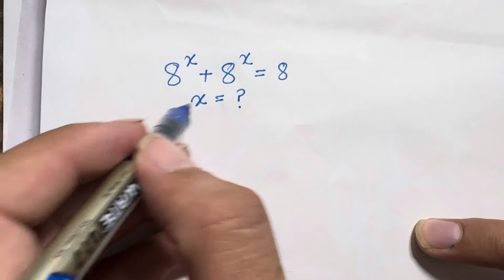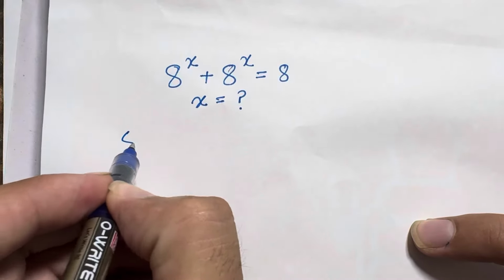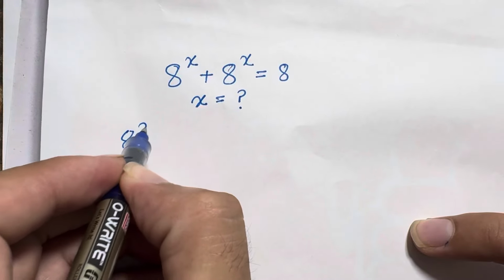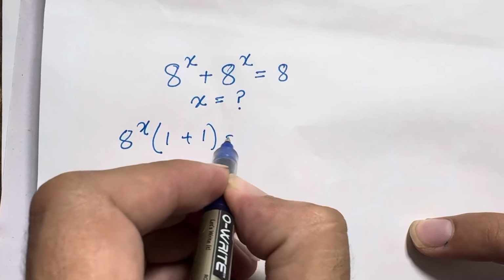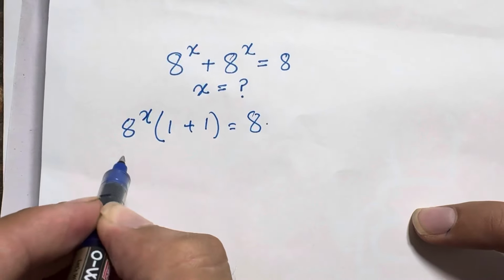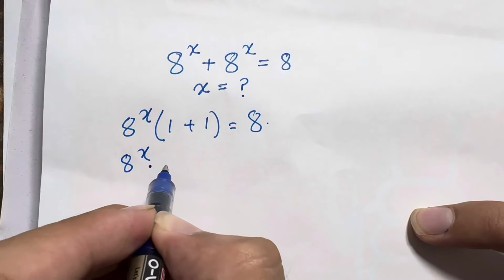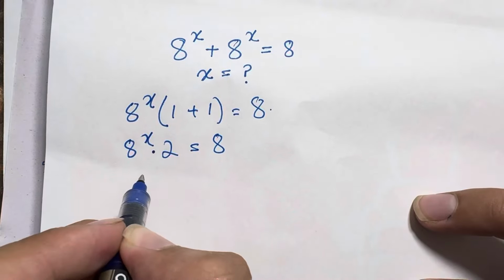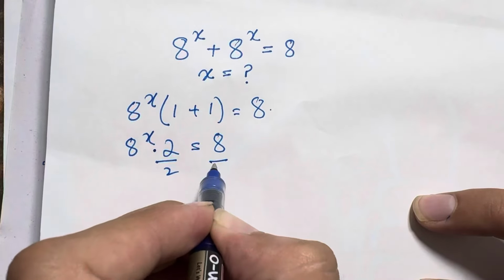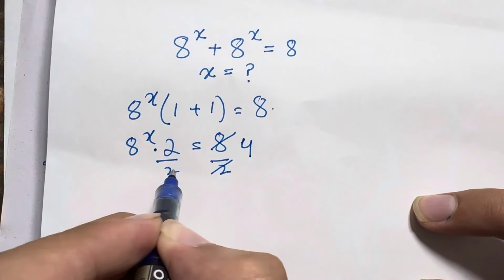So guys, what will be the value of x in this question? So 8 power x is common. 1 plus 1 equal to 2. So 8 power x multiplied by 2 equal to 8. So if I divide both sides by 2, these two cancel and 8 remains 4.